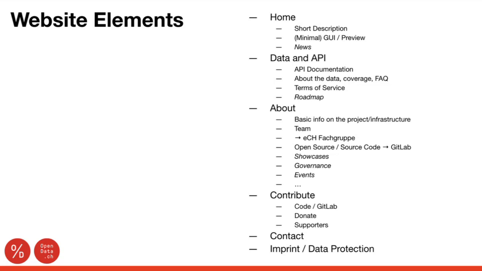Yeah, contribute. I think it's also important for people to know what they can do to help. Again, another link to GitLab with instructions on how to help. Also a donation function, I think, would be valuable for us, and then listing all the supporters that have currently supported us, including institutional donors, and last but not least, contact and obviously the impressum, imprint, and data protection.